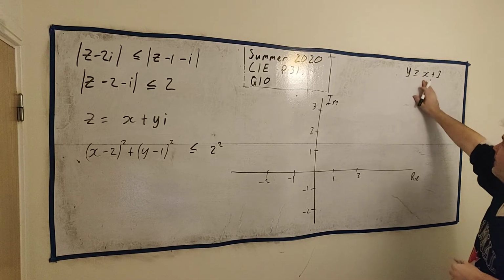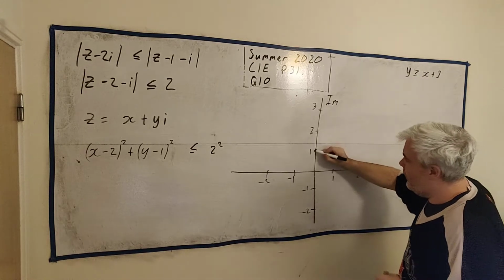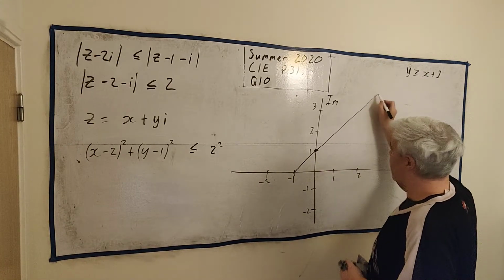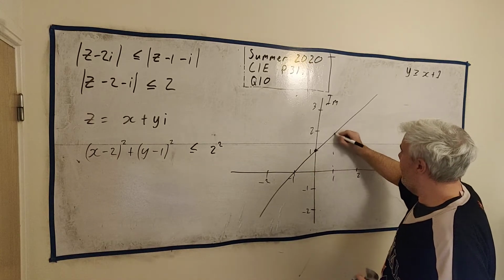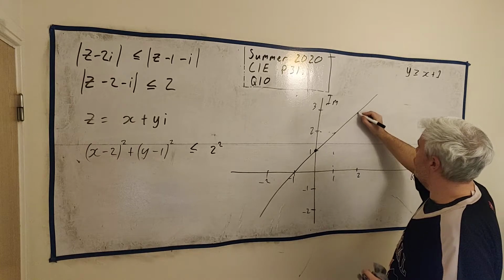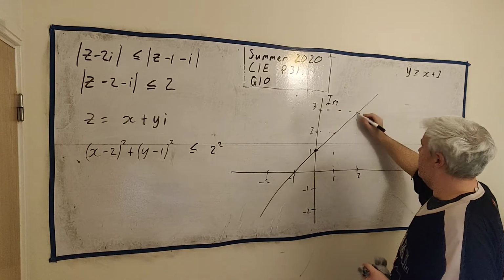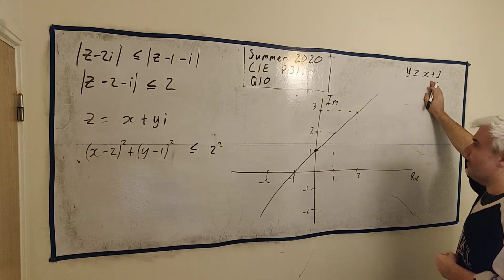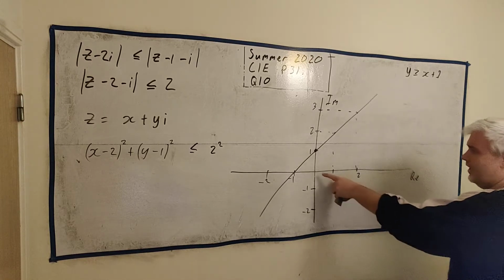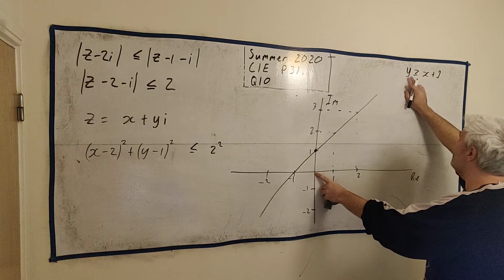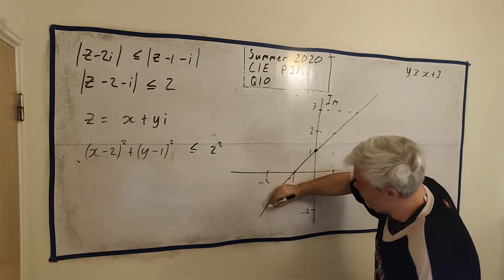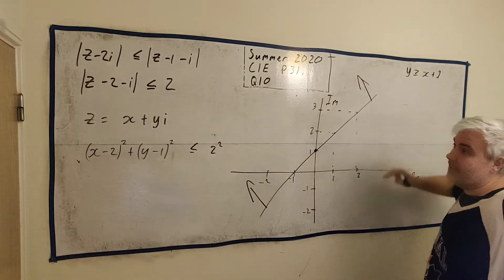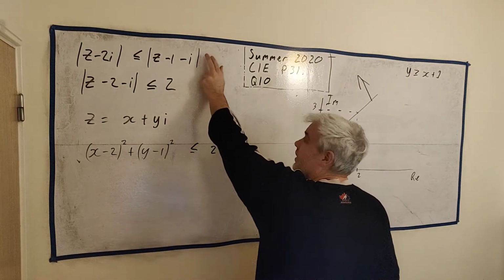y equals, think of it as x plus 1. That means here's the y-intercept part. The x tells us the slope. It's a slope of 1. Goes through this point here. Goes through this point here. It has a slope of 1. And we know that y is bigger than this line, or we just put in some points to test. I like to put in 0, 0 as a test. And 0 is greater than 1. No, that's not true. So this inequality points to everything up there. That's what this first inequality here tells me.